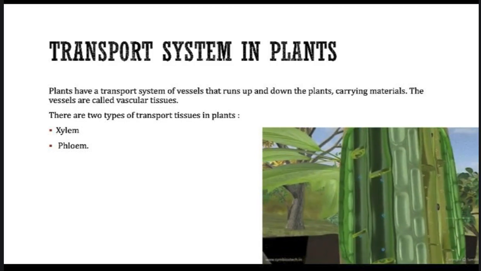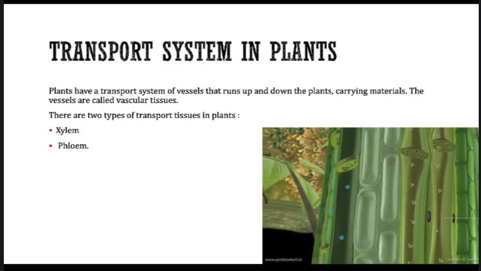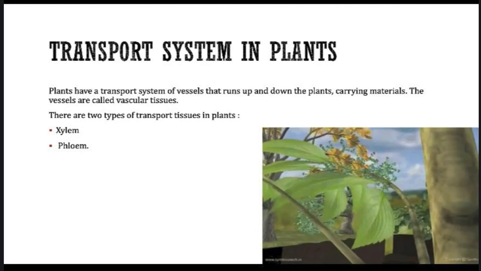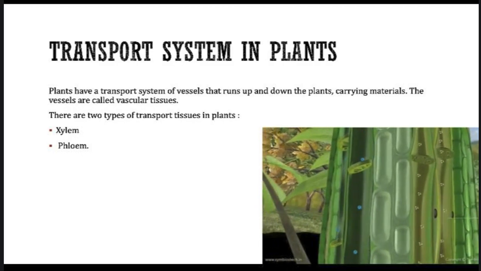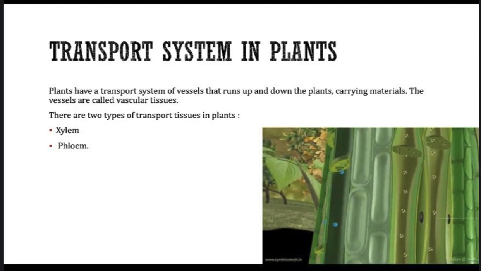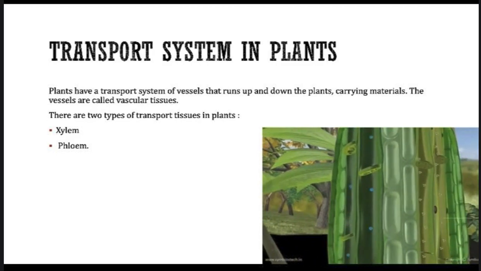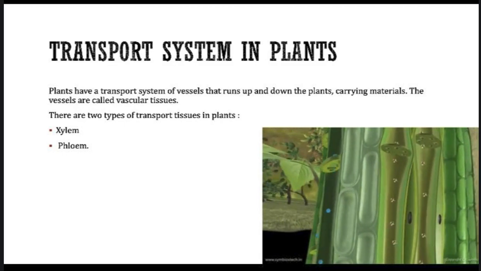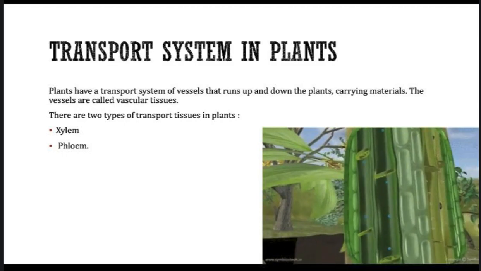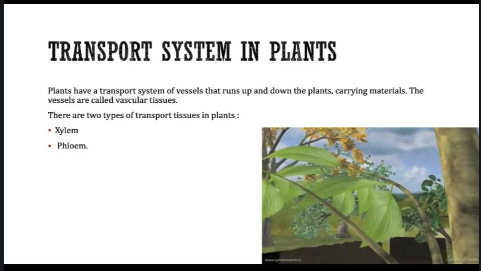A plant also has a transport system, and it consists of two vessels known as the xylem and the phloem. Both of them construct the vascular bundle. So plants have a support system of vessels that run up and down the plant carrying materials. Just like us human beings have blood vessels, plants also have transporting vessels, and you need to be able to identify where is the xylem and where is the phloem throughout different parts of the plant.